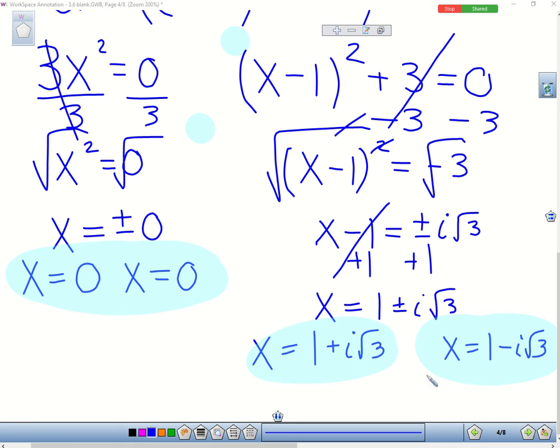Now, another thing to mention is imaginary solutions always occur in pairs of opposites. So see how they're the same, but they just have a different sign between them? That's always the case for imaginary zeros. So you guys ready for the next set?